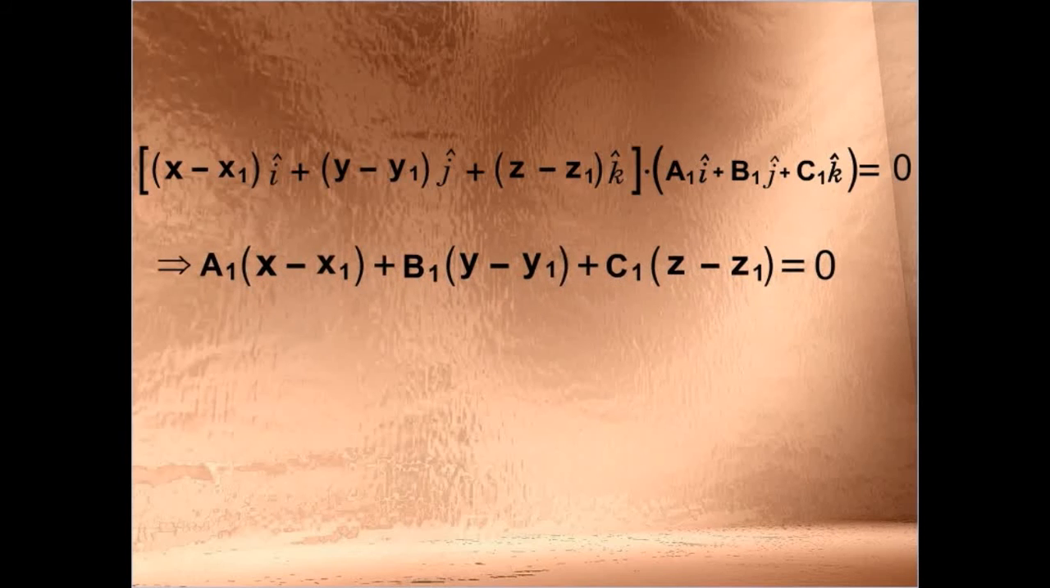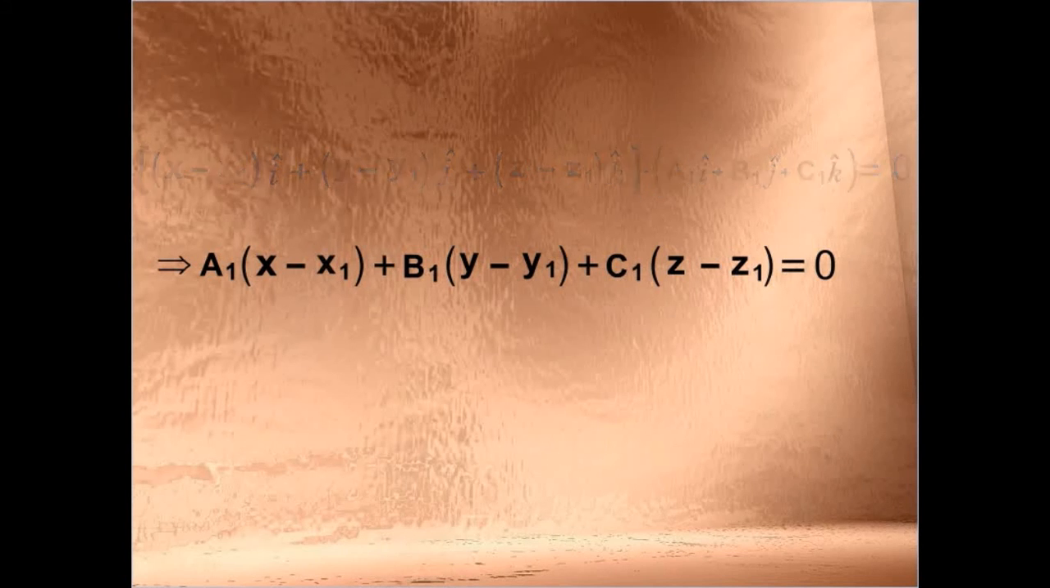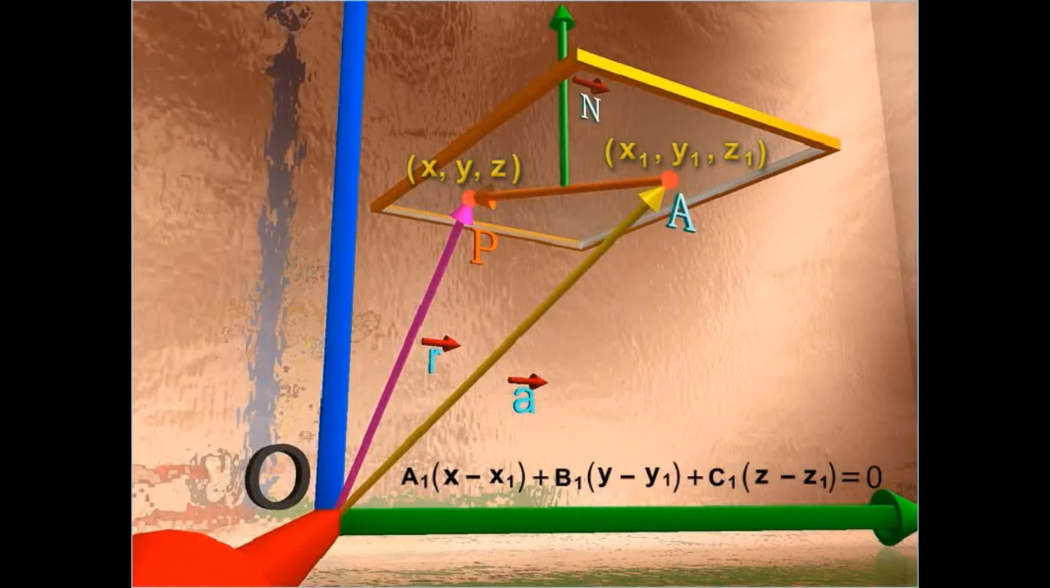a1 into x minus x1 whole plus b1 into y minus y1 whole plus c1 into z minus z1 whole is equal to 0. The equation represents the Cartesian equation of the plane through point A and perpendicular to the vector n.